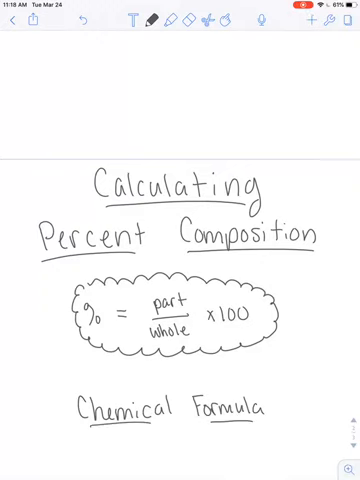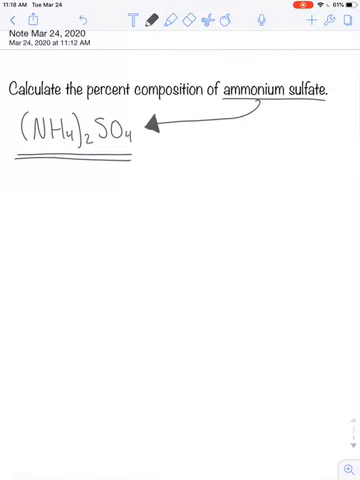Before we do that, a percentage of anything, anything you want to take a percentage of, is always going to be a part of something divided by the whole amount and then times by 100. That is just the general formula for calculating a percentage. So we're going to keep that in mind as we do that.